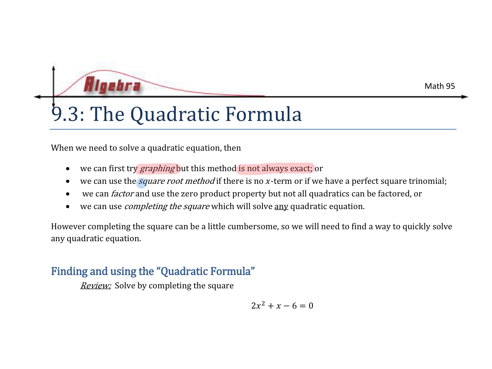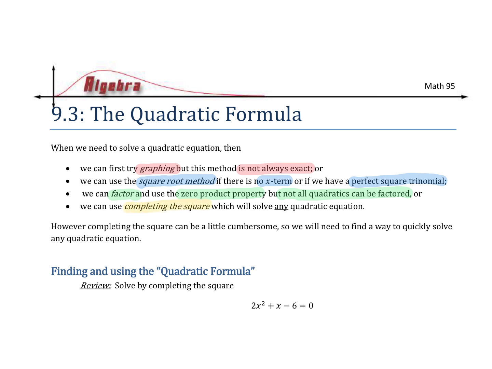And so sometimes we can use the square root method if there's no x term or if we have a perfect square trinomial. So in these special cases, we can use the square root method where we square root both sides. Sometimes we can factor and use the zero product property, but not all quadratics can be factored. So that's limited.